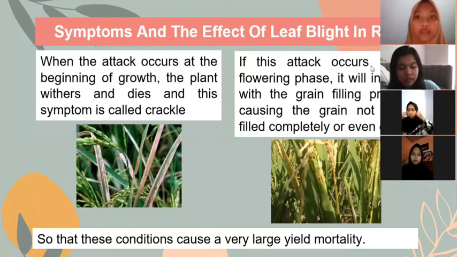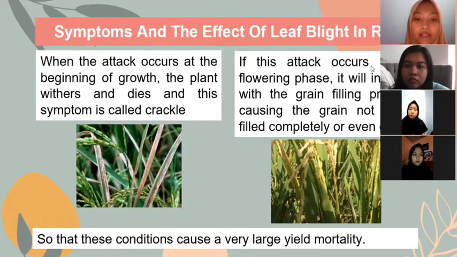Symptoms and the effect of leaf blight in rice. When the attack occurs at the beginning of growth, the plant withers and dies, and this symptom is called kresek. If the attack occurs in the flowering phase, it will interfere with the grain filling process, causing the grain not to be filled completely or even empty, so that these conditions cause a very large yield loss.